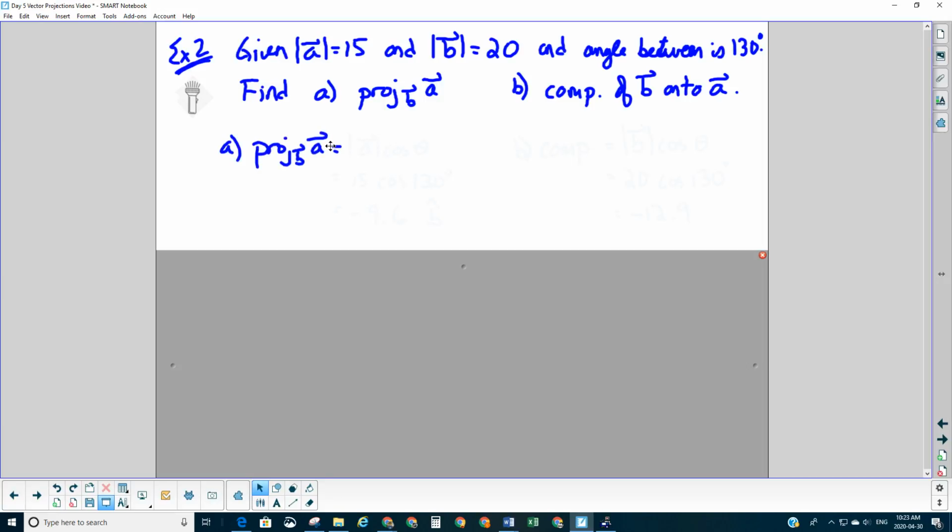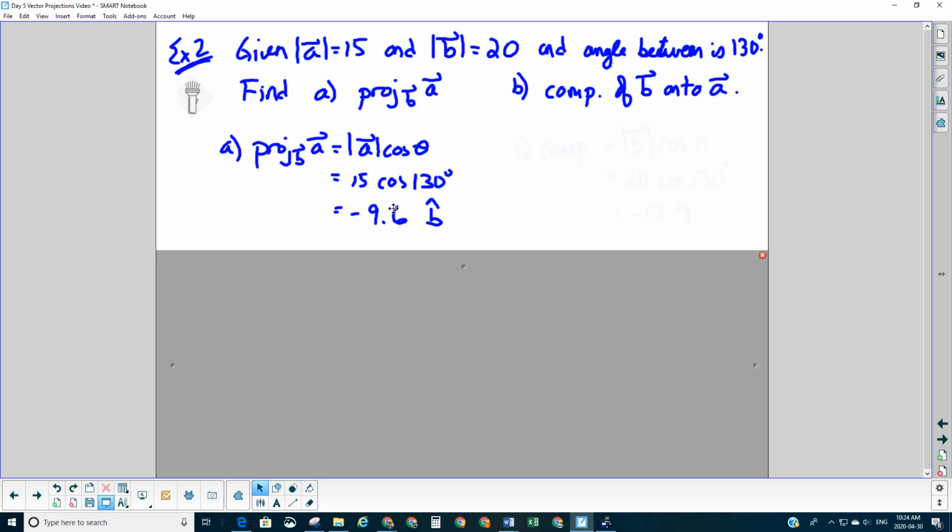So the projection of A onto B means we're going to use A cos B. A, the magnitude is 15, and the angle between them is 130. So 15 cos 130, and we end up with a negative number, which I'm going to deal with in a second. What's the units for this? Well, it's being projected in the B direction, so we need a bunch of little B unit vectors.